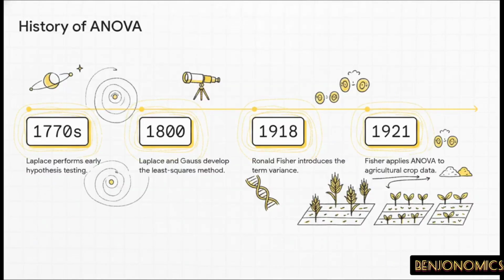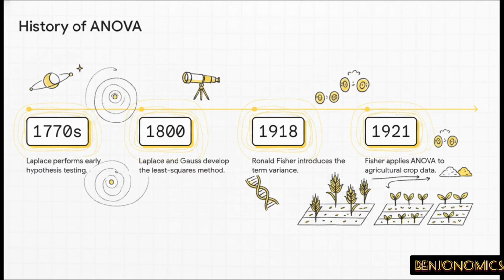The development of this tool was a centuries-long journey. The groundwork started way back in the 1770s when Pierre-Simon Laplace was performing some of the earliest hypothesis testing. Then, around 1800, Laplace and Carl Friedrich Gauss developed the least squares method, primarily for astronomy. But modern ANOVA, as we know it today, was championed by the legendary statistician Ronald Fisher.